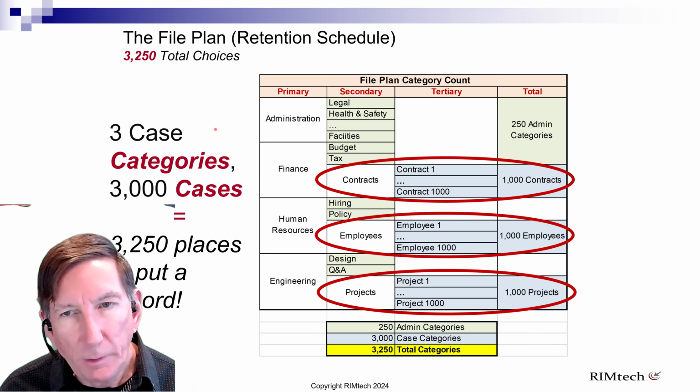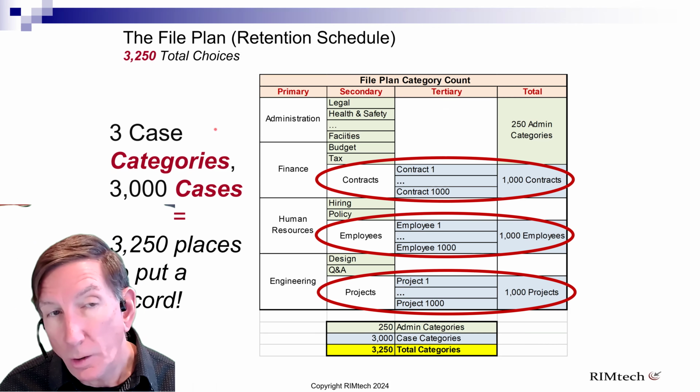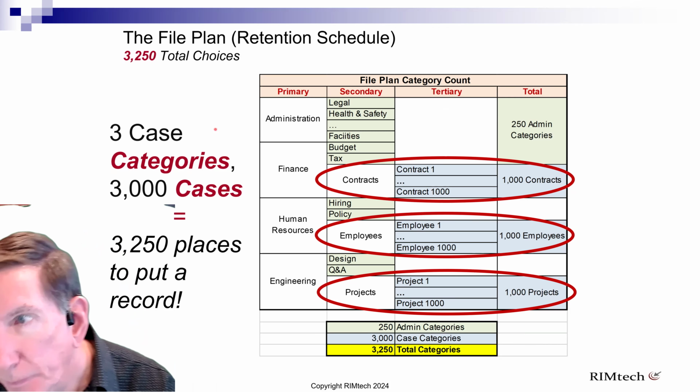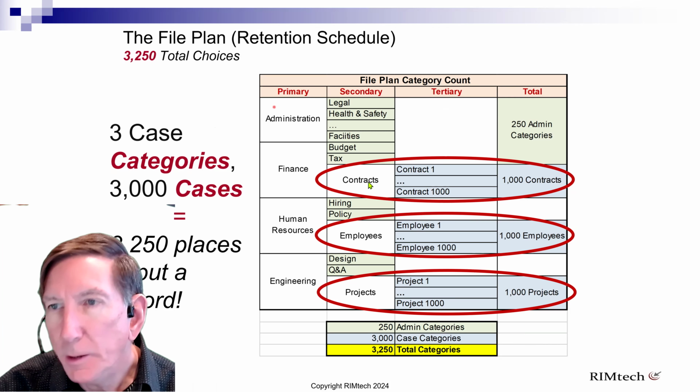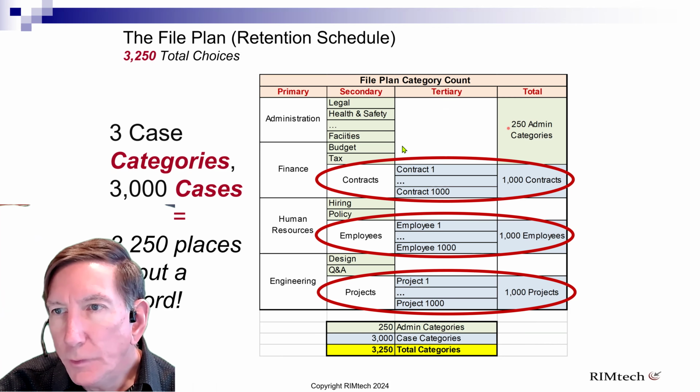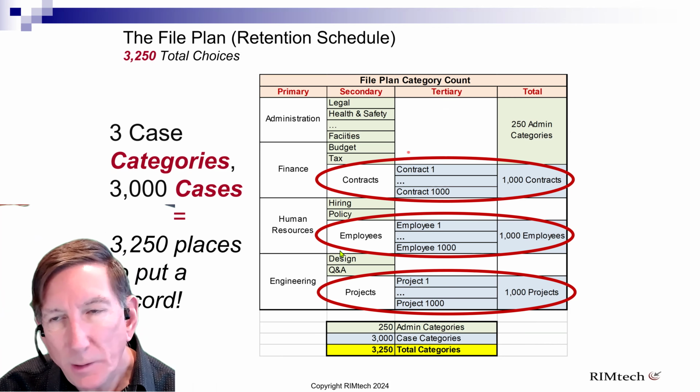Where are they going to go in SharePoint? Where are all these 12,000 going to go in SharePoint? Well, that's up to you. You have to figure this out, which is what we're going to do now. There has to be a place for every record in SharePoint. In this instance, we have 250 different places for admin records. 250 categories equals 250 different places. For case records, we have 3, contracts, employees, and projects. But each of those 3 is broken into 1,000 possible containers or places. So here we have 253 places in SharePoint, but that's not the full story.